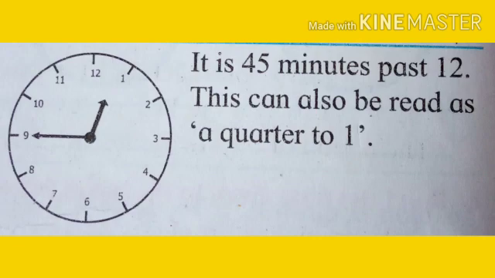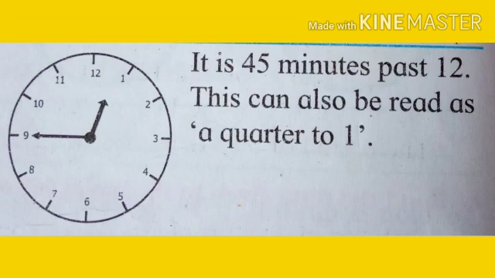Now see the next picture. Here the hour hand is between 12 and 1, mostly near the 1. And the minute hand is on 9. So 45 minutes past 12. After 12, how many minutes have passed? 45. This can also be read as a quarter to 1.